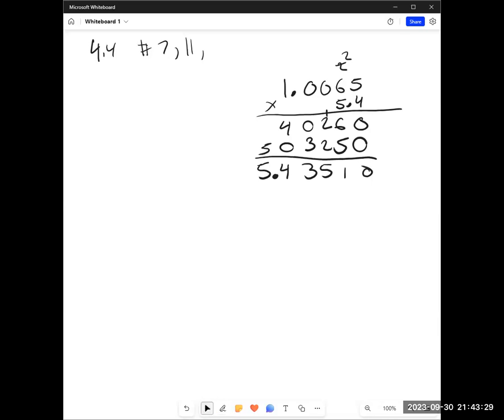Now they want us to estimate by rounding each of the given numbers to the nearest whole number and then multiplying. So this is about 1 times 5 is 5, and that's a very close estimate.